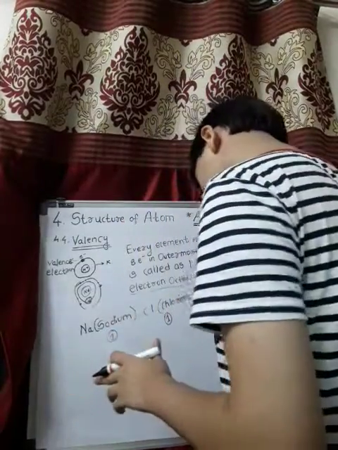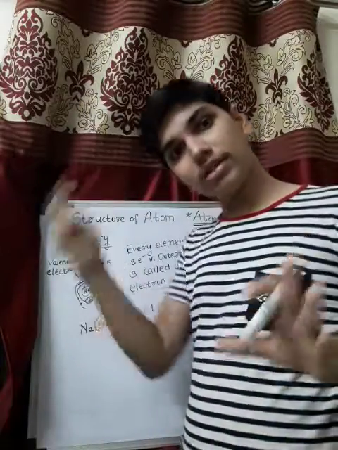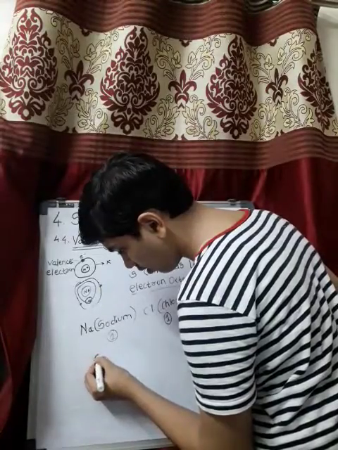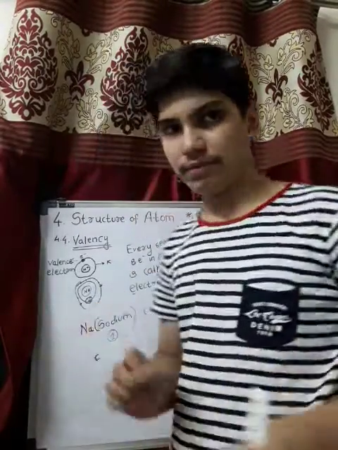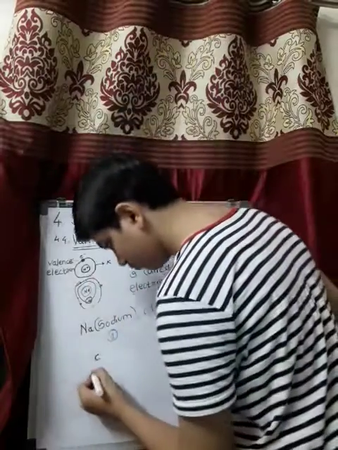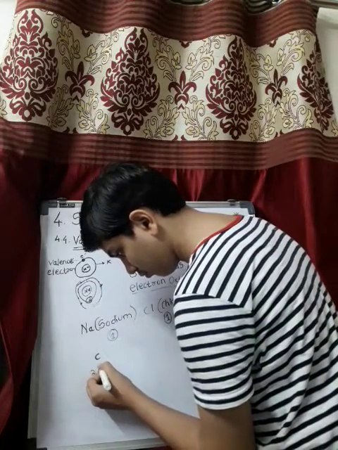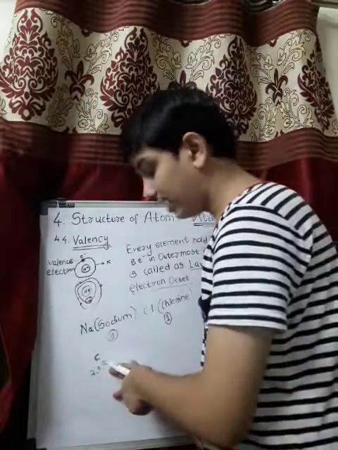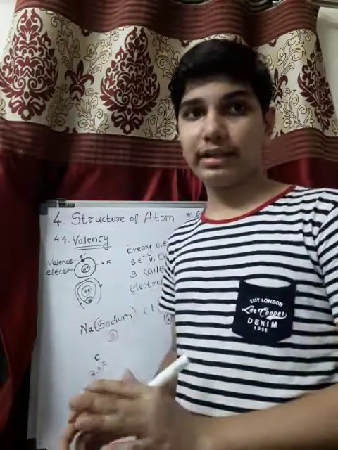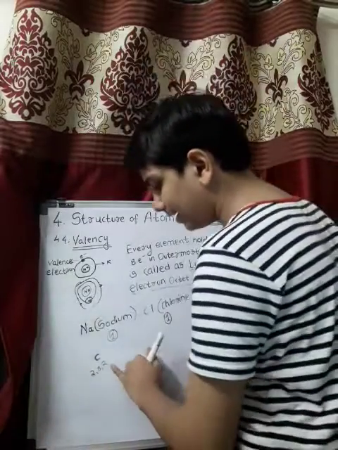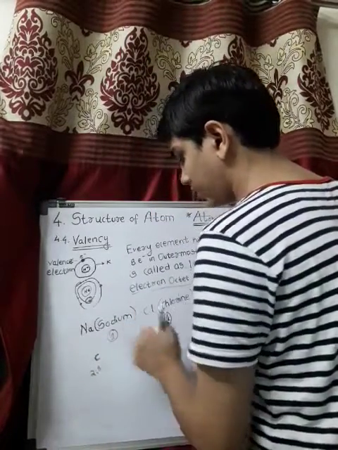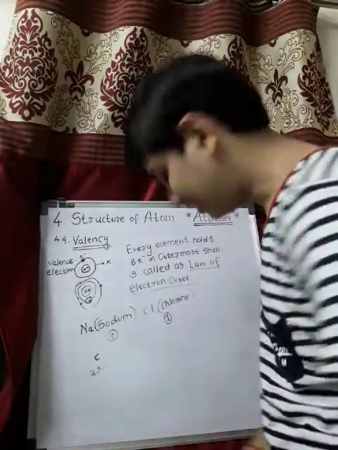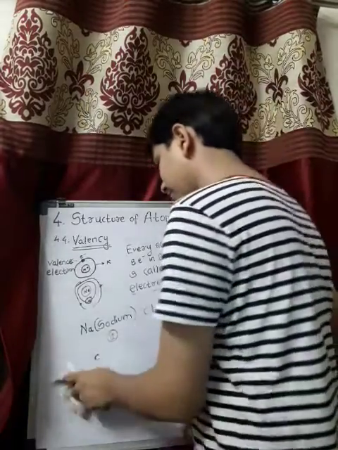Let's take carbon. Carbon 12, 2, 8, 2. Right? So now carbon needs 2 electrons. It should lose 2 electrons actually. So its valency is 2. Sodium's valency is 1 and chlorine's valency is 1. See what the difference is. You may imagine that, okay?